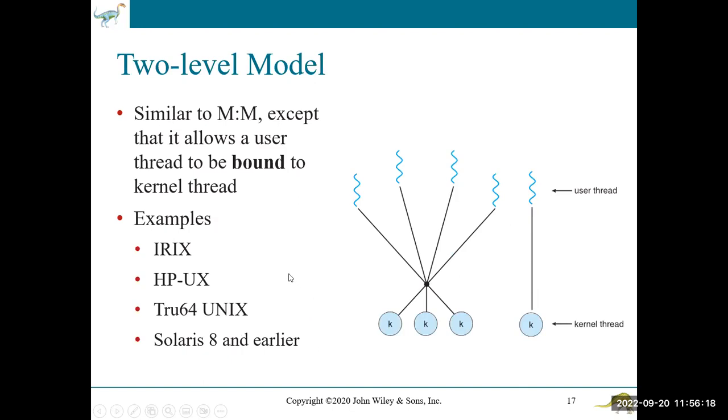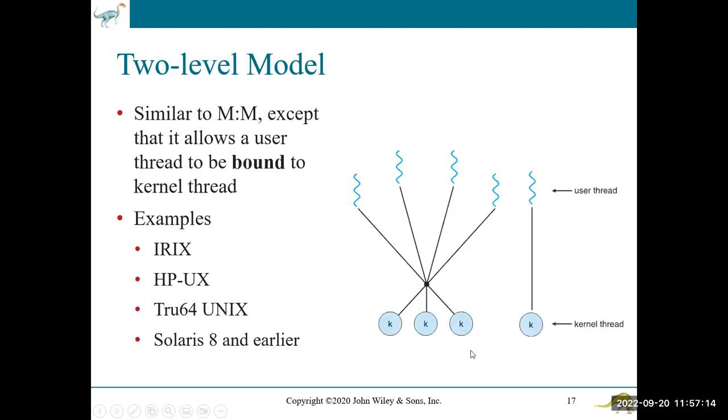So the fun part is when you take the many-to-one, one-to-one, and many-to-many models, and you create hybrids with them. The two-level model is similar to many-to-many, except that it allows a user thread to be bound to a kernel thread. Now, this is something that you see quite often in Unix and Linux. So the idea of binding a thread to another backend resource is actually pretty common. Irix, HP Unix, and Solaris were all early flavors of Unix, which are similar to Linux, but not the same. And I don't know how many of those are in play in industry right now.